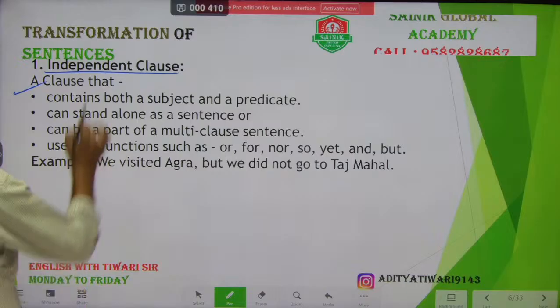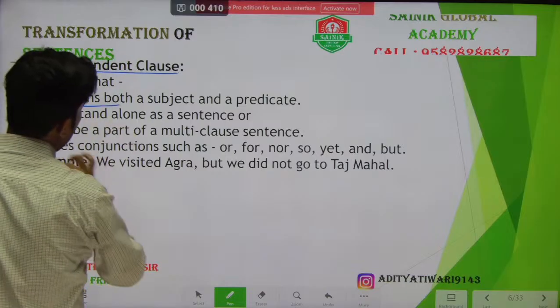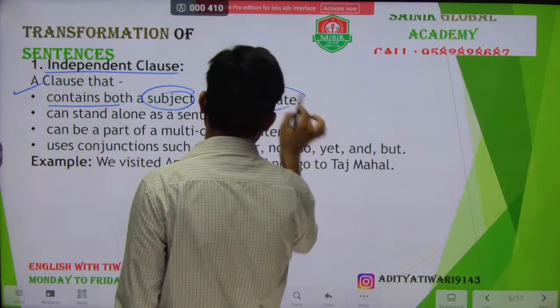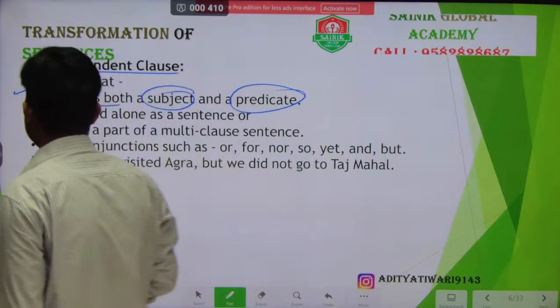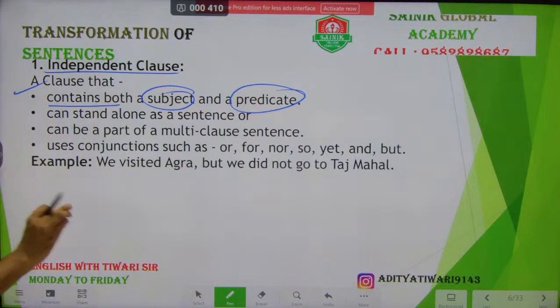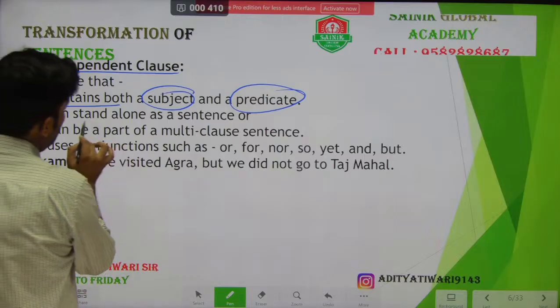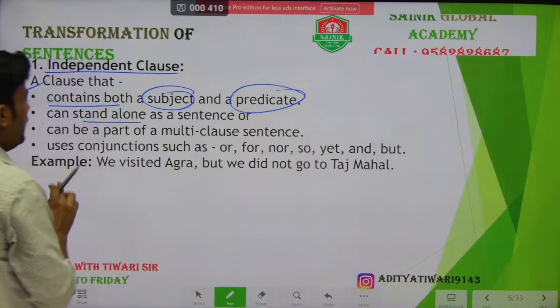A clause that contains both a subject and a predicate. Beta, in an independent clause we need to understand that there is a subject and there is a predicate. An independent clause can stand alone in any sentence.